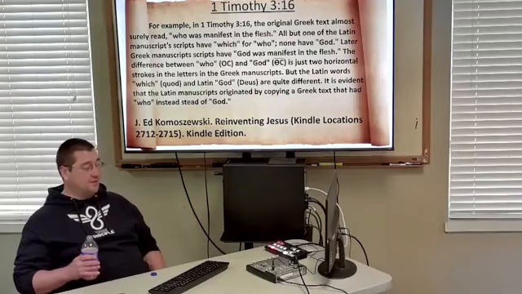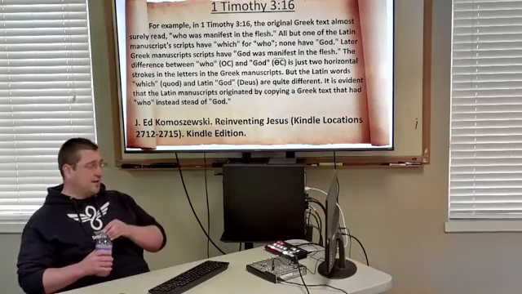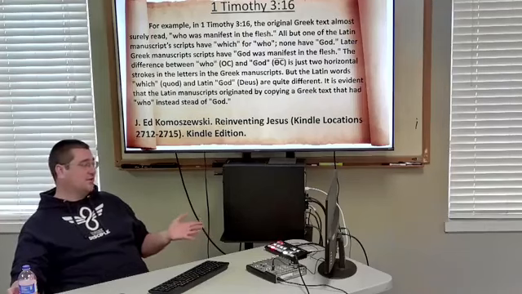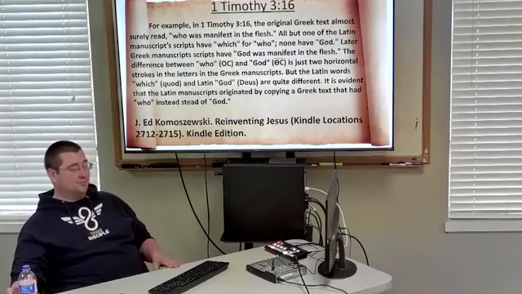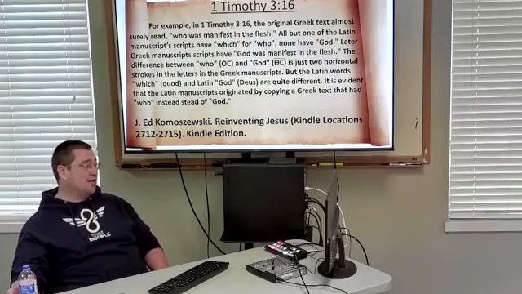But just to read something out of Reinventing Jesus here: "So for example, in 1 Timothy 3:16, the original Greek text almost surely read, 'Who was manifest in the flesh.' All but one Latin manuscript has which, or for who, none have God. So later Greek manuscripts have 'God was manifest in the flesh,' and the difference between os and theos is just two horizontal lines or strokes in the letters in the Greek manuscripts. But the Latin words which, quod, and Latin God, deus, are quite different. It is evident that the Latin manuscripts originated by copying a Greek text that had who instead of God."